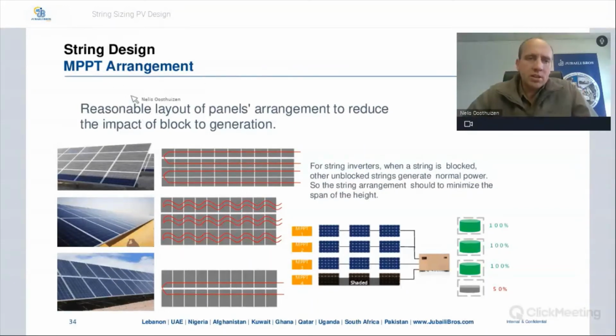Continuing with MPPT arrangement, use a reasonable layout of panels to reduce the impact of block degeneration. For string inverters, when a string is blocked, other unblocked strings generate normal power, so the string arrangement should be to minimize the span of the height. So if you look at these typical installation cases, you've got a landscape scenario with shading on this bottom section. So try and use your first string on the 2 top rows, and then your second string on the 2 bottom rows. That means that only the second string might be influenced a little bit by these modules.